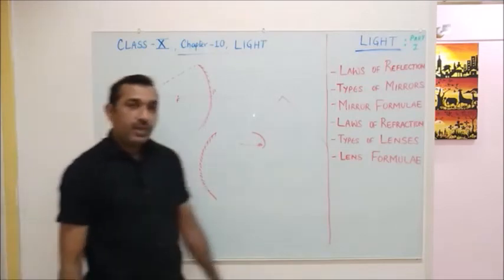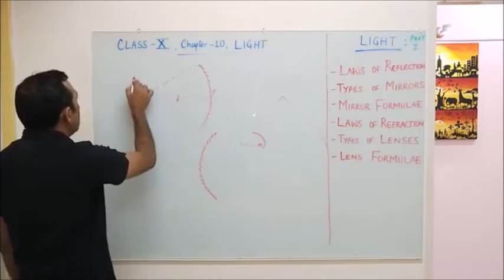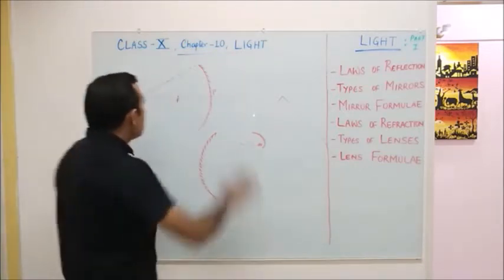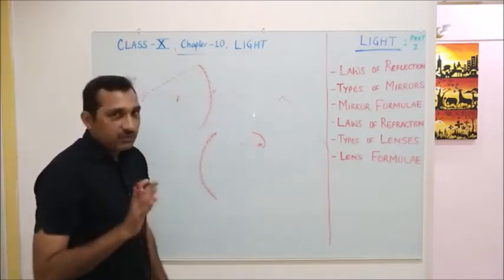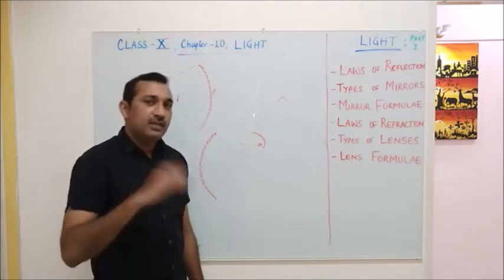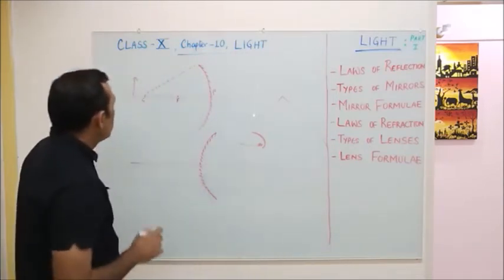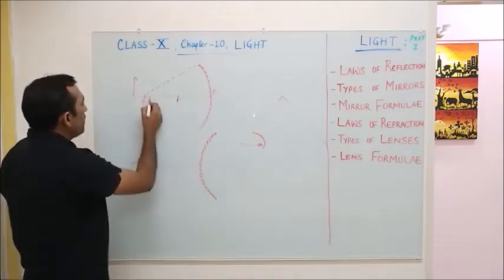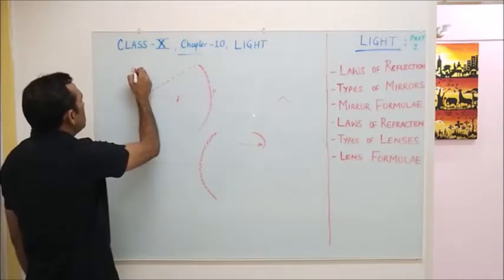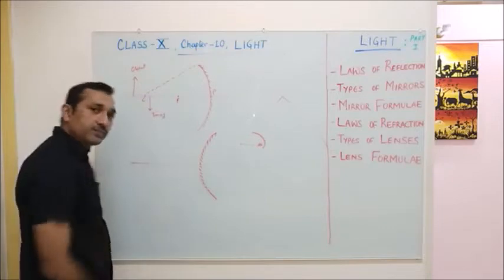Now, if I keep an object here, then somewhere an image will be made. Where the image will be made, we will study in another video. So it is going to be somewhere here and inverted. Let me write, this is the object and this is the image.